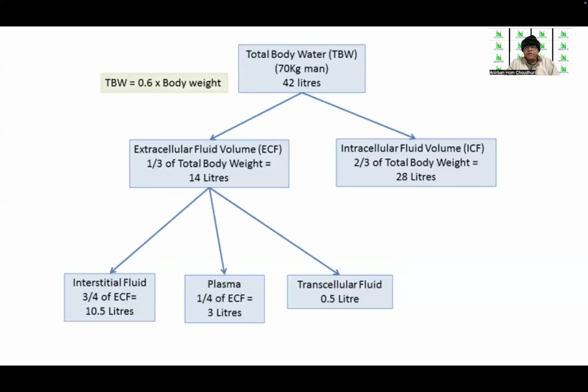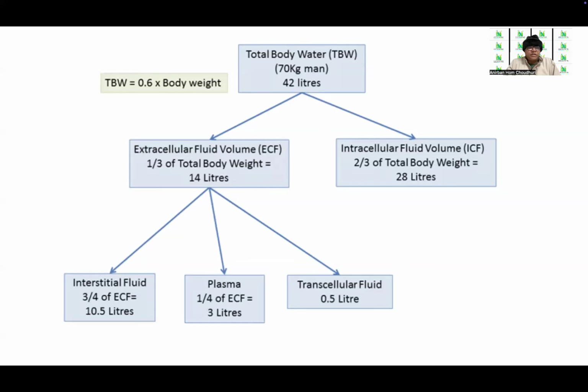Now, it is important to recapitulate some of our basic understanding of the fluid compartments. If you assume the weight of the patient to be 70 kg and the total body water is 60% of the body weight, that becomes around 42 liters of fluid. Out of this 42 liters, the extracellular fluid volume is 1/3, so it is 14 liters. And the intracellular fluid volume is 2/3, so that is 28 liters.